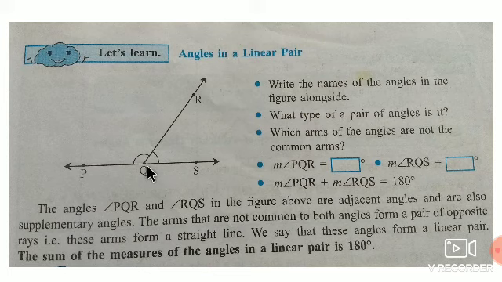And as these opposite rays form a straight angle, the measure of this linear pair is 180 degrees. Means if we take the sum of these two angles, we will always get 180 degrees. Understood?